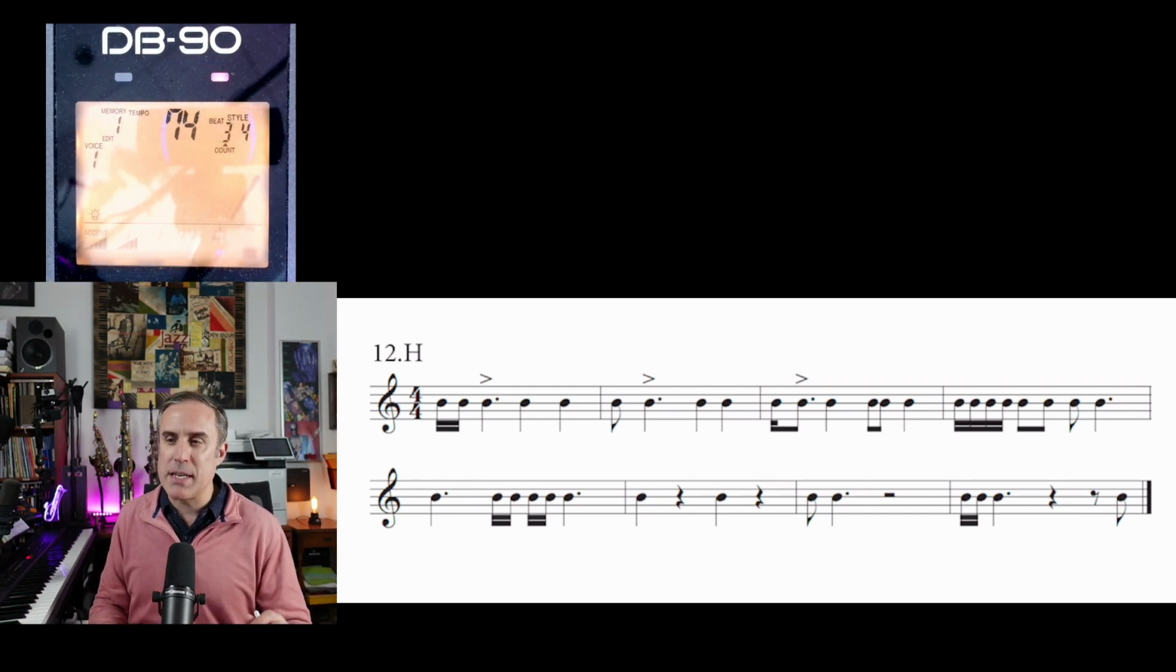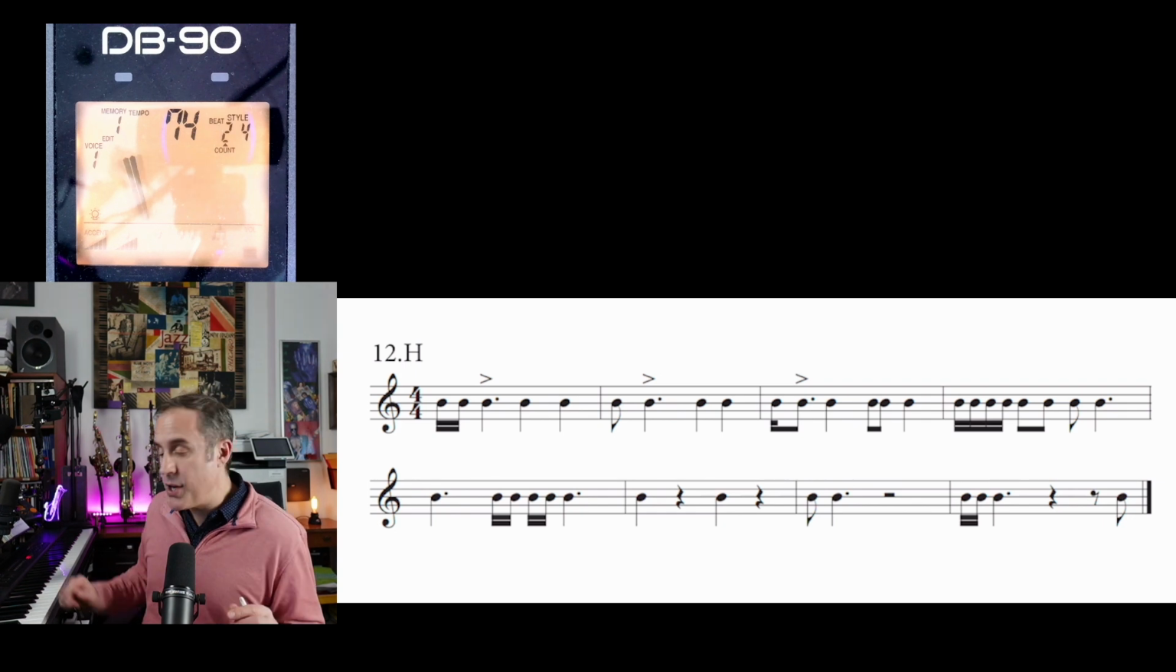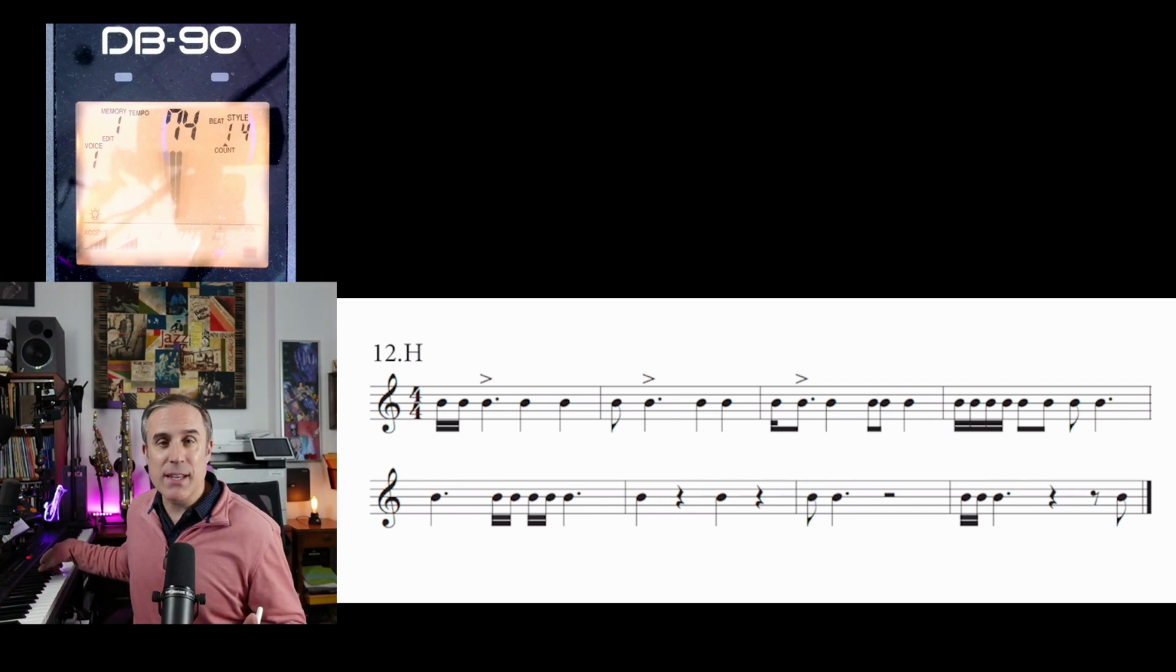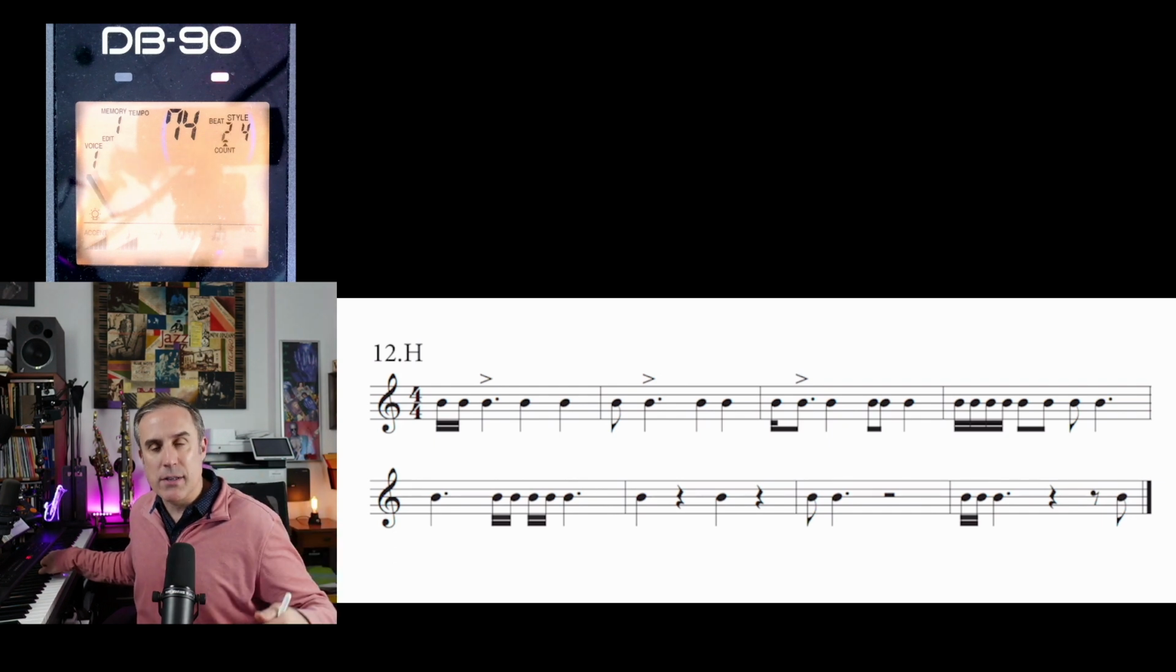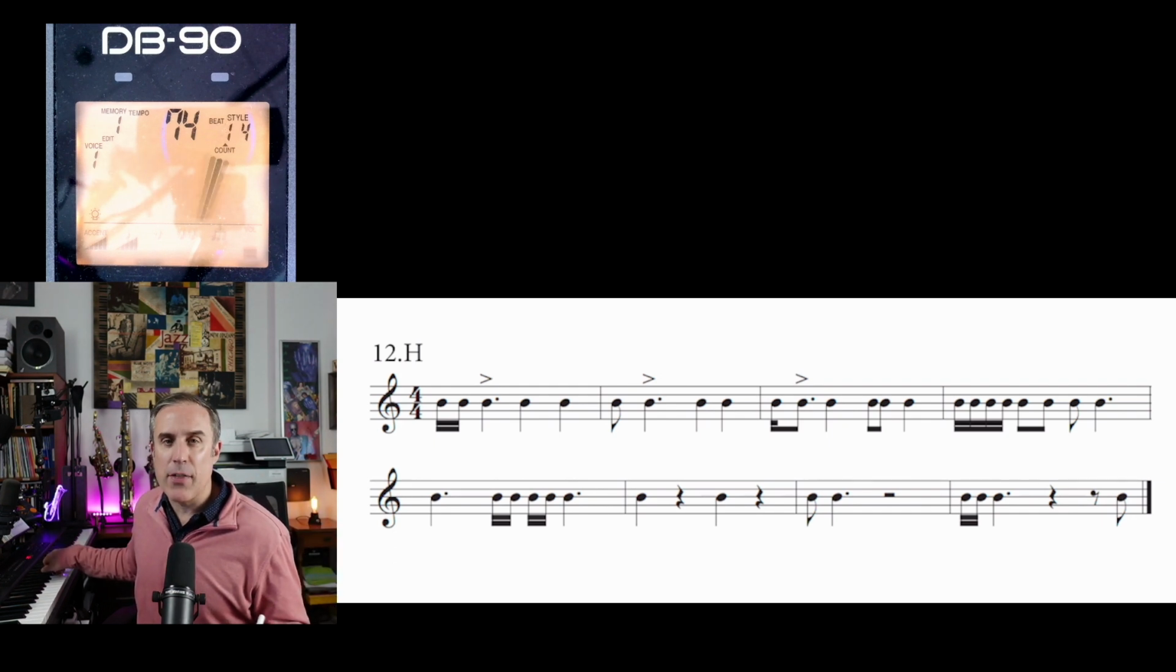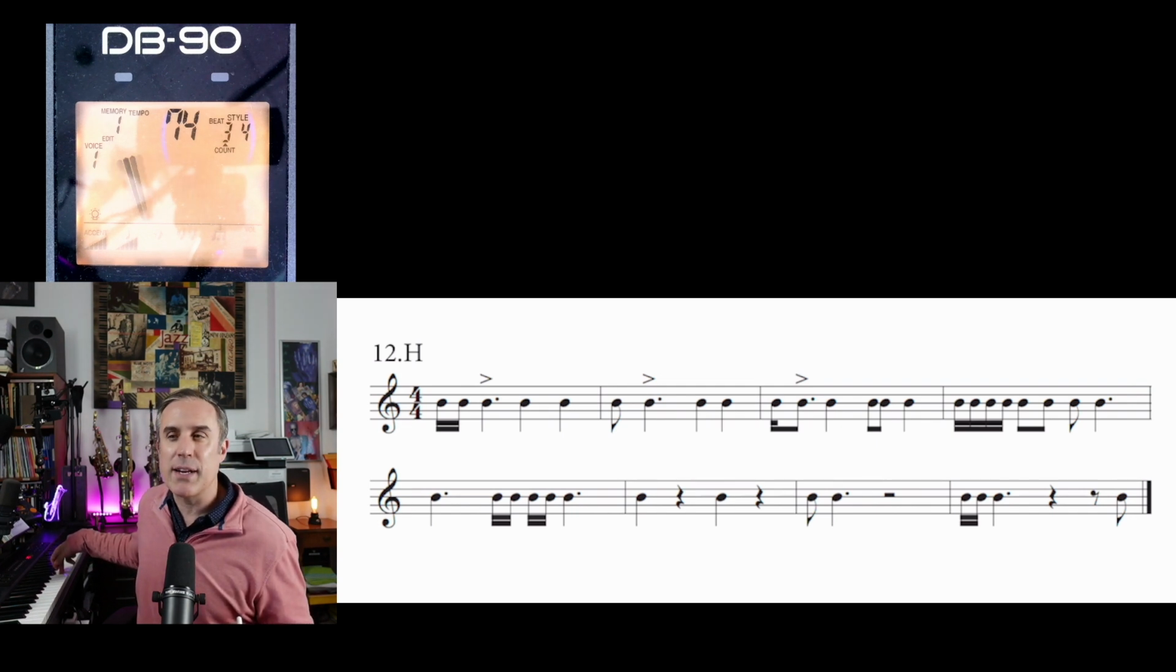We'll get the Boss DB90 started. Here is the G3 that I'll be singing this exercise on. You're welcome to join me on this pitch, an octave higher, an octave lower, or a different pitch altogether, but I hope you'll join me in vocalizing the rhythms for exercise 12H. Here we go.